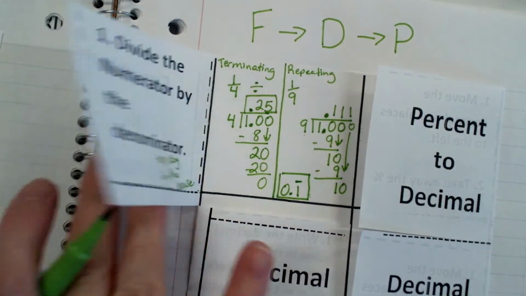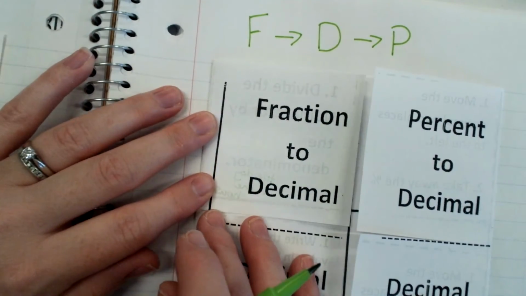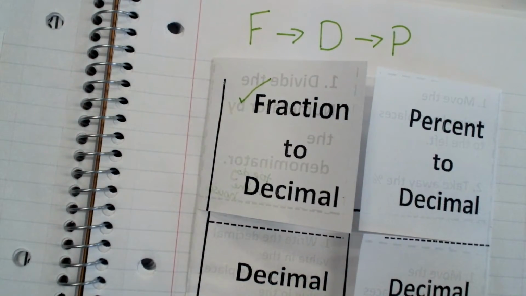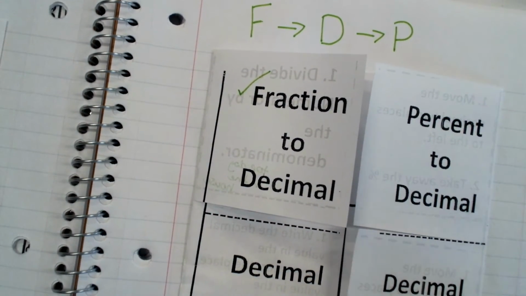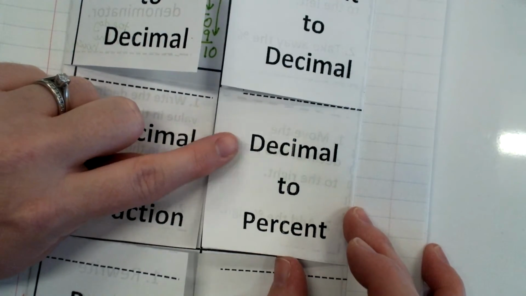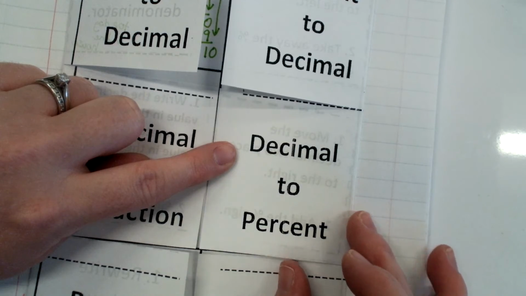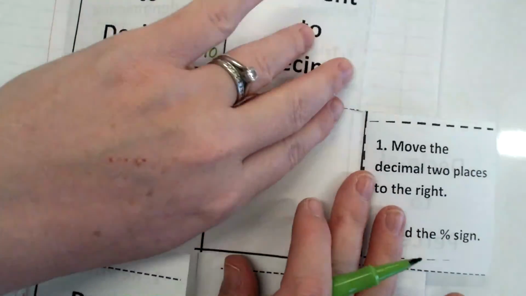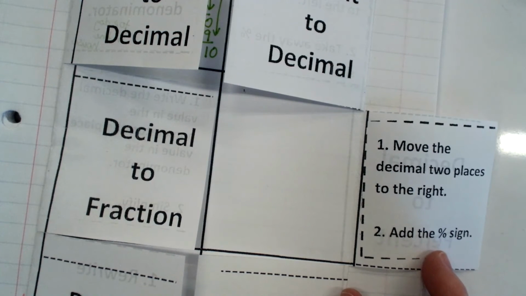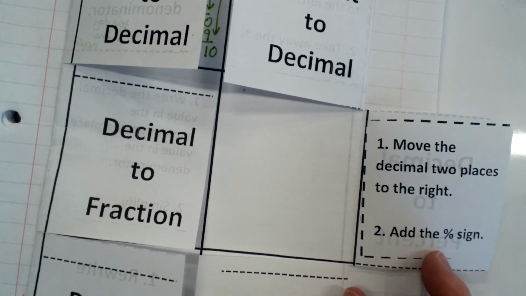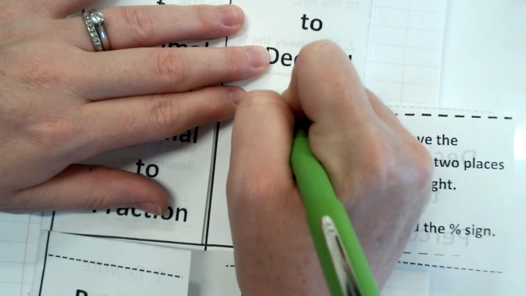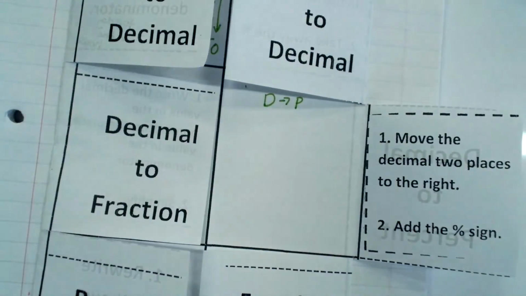So that's how we convert our fractions to decimals. So check that off. That one's done. The next one that I want us to learn today is decimals to percents. So we're going to skip over here to this tab that says decimals to percents. This one says move the decimal 2 places to the right and add the percent sign. So that's pretty easy, right? So right here I'm going to write decimal to % at the top because that's what we're doing.